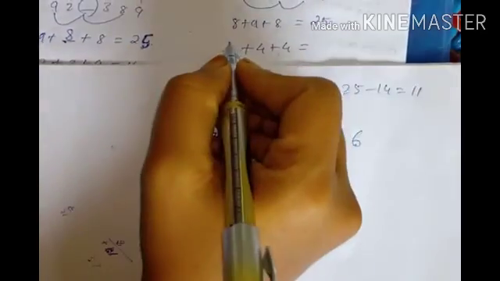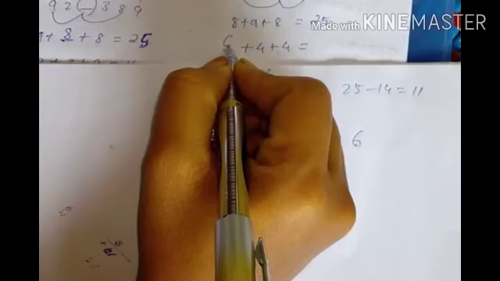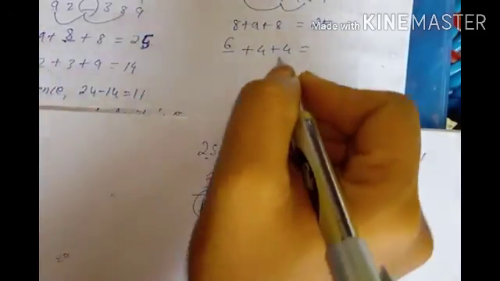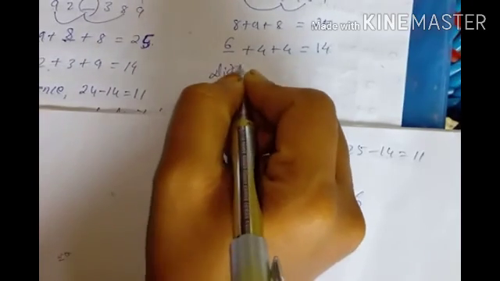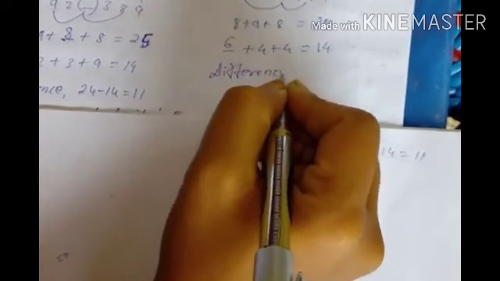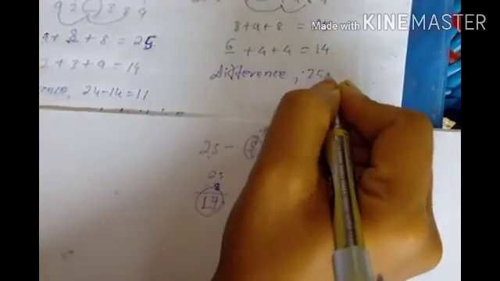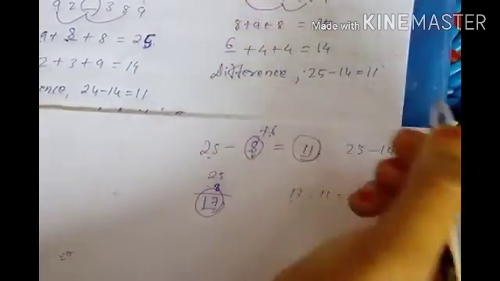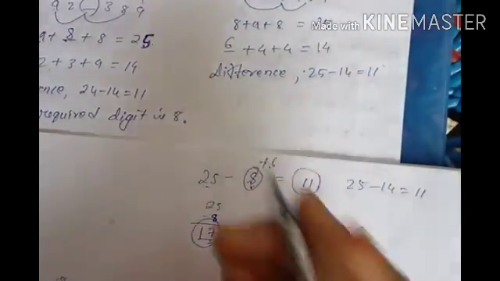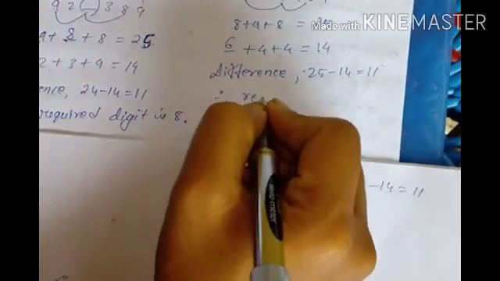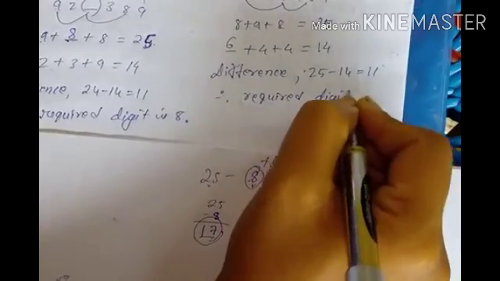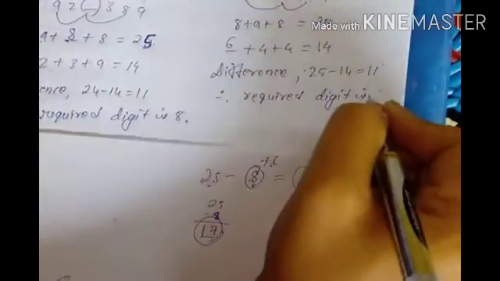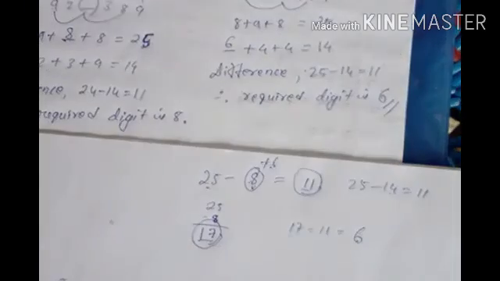11. So what will be the required number? That number will be 6. Now if you add all these numbers, you will get 14. Now the difference, if you do 25 minus 14, you will get 11, which is divisible by 11, isn't it? Therefore the required number, or required digit, is 6. Okay, this is your answer.